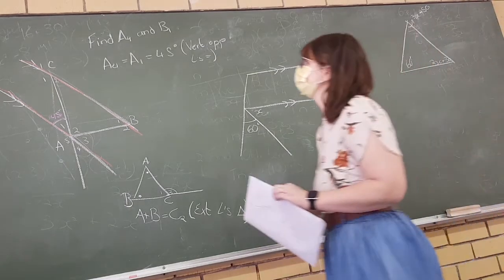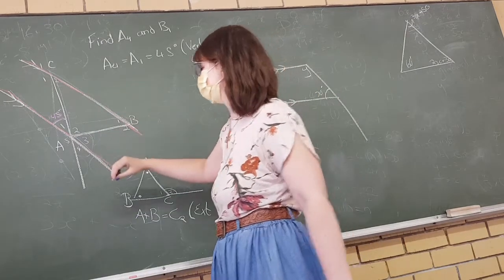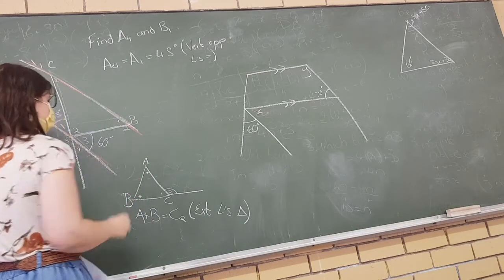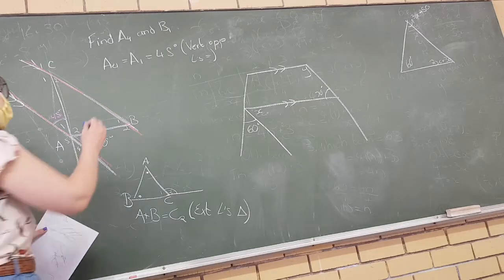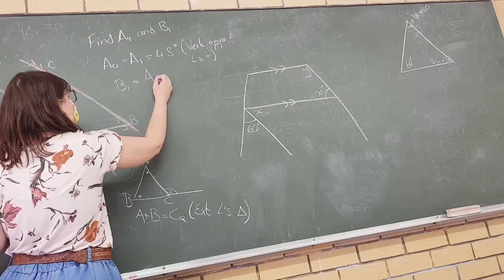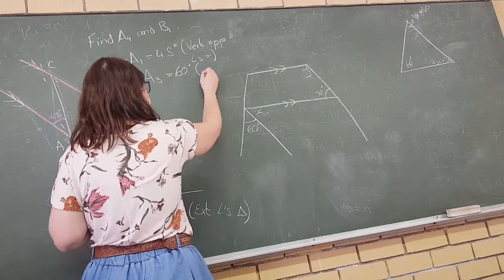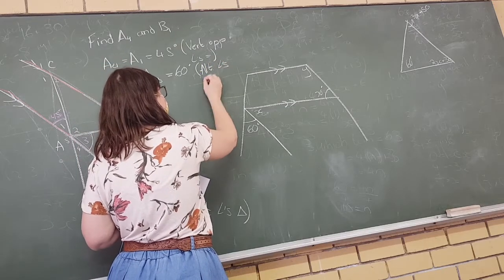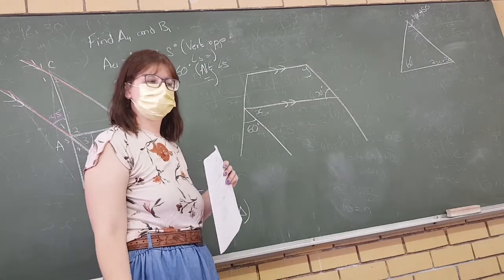Okay, so guys, I just want you to find out what B1 is equal to. You don't need to give it a number. Let's call this 60 degrees. So what is B1 equal to? 60 degrees. So I say B1 is equal to A3 is equal to 60 degrees, and my reason is alternate angles equal.